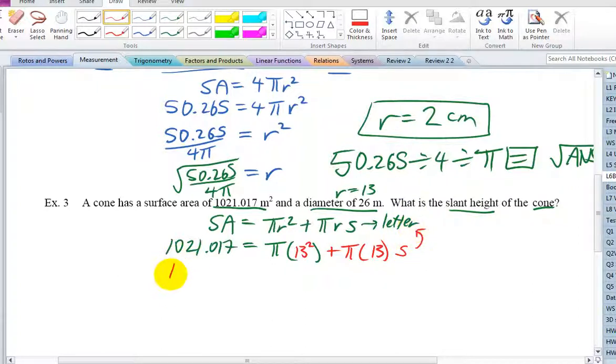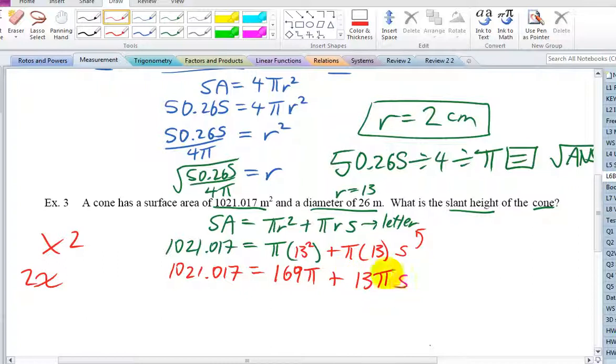So what I want to do, before I start doing other junk, I want to start making it easier. Instead of 13 squared, it's not 13 times 2, it's 13 times 13. That's 169. Now we don't write x2, we write 2x. So we write 169 pi. Plus, we don't write pi 13, we write 13 pi times the letter S.